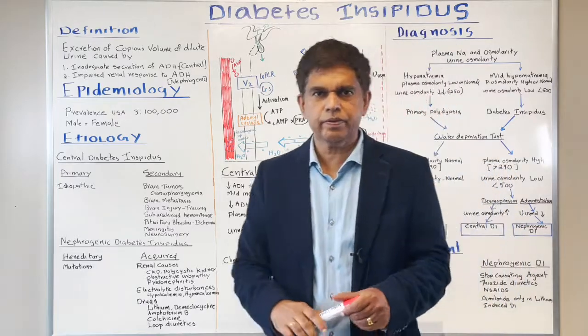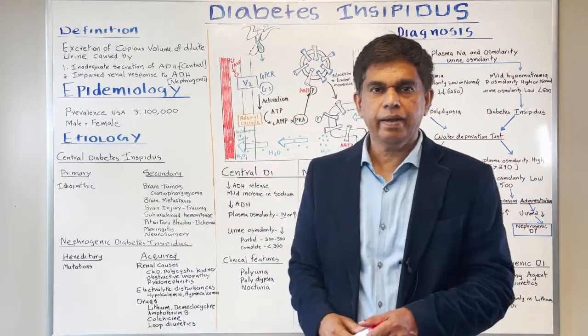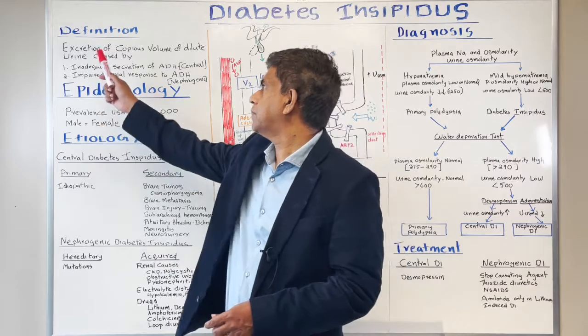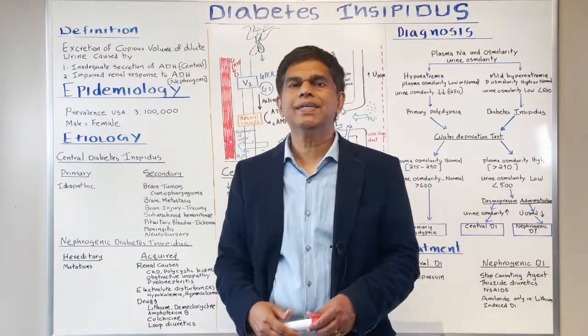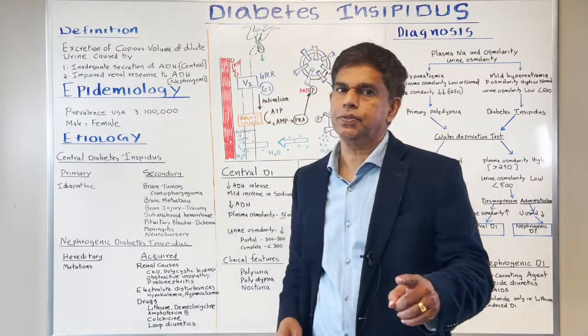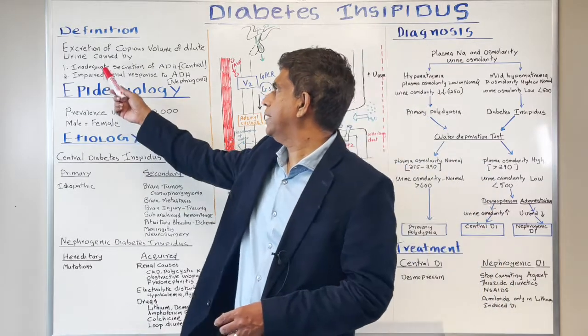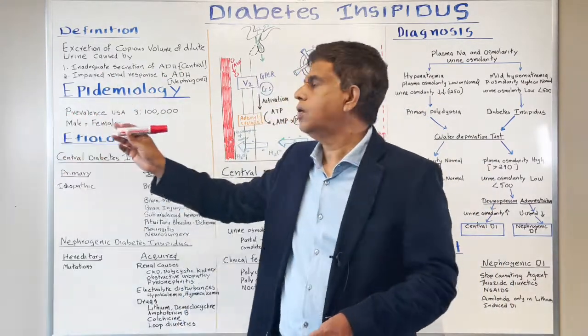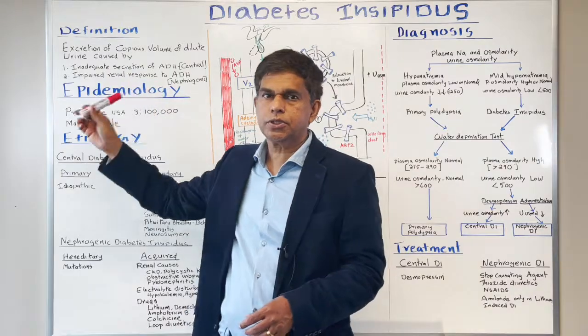What is the first thing we have to do? We have to define it, diabetes insipidus. Excretion of copious volume of dilute urine. And there are two types: inadequate secretion of ADH or impaired renal response to ADH.